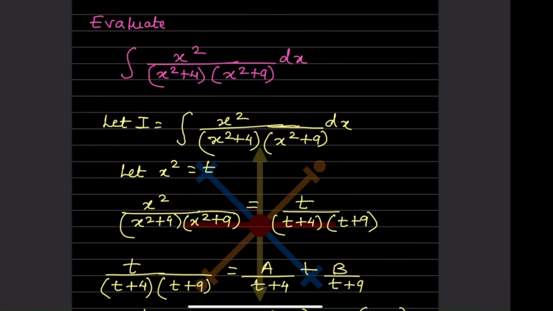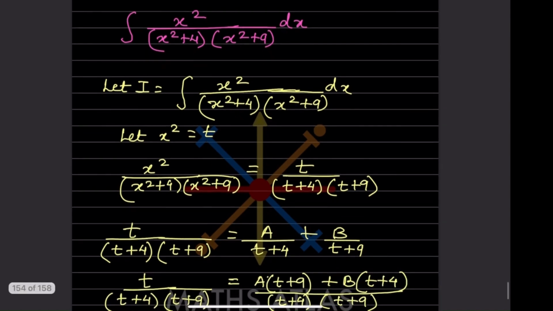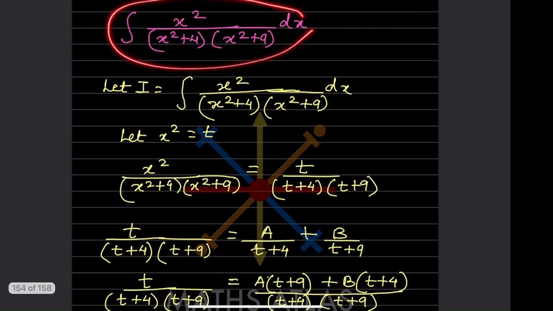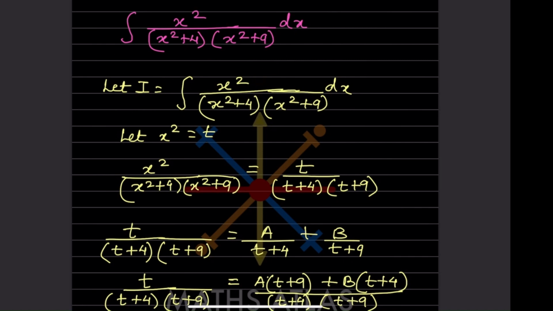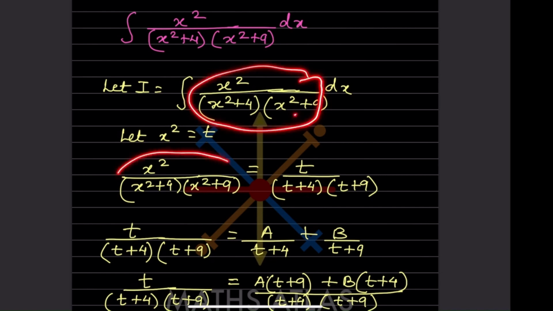Now here we have to evaluate the integration of x square divided by x square plus 4 into x square plus 9 dx. Here the same thing, we'll take this as I. Again we can see this is x square, so let us take this x square as t. Now first we'll remove this and do this part separately.